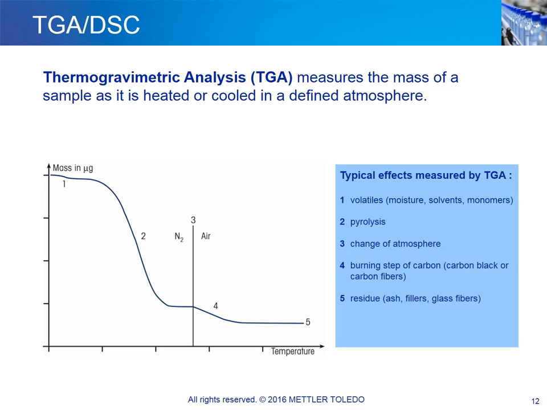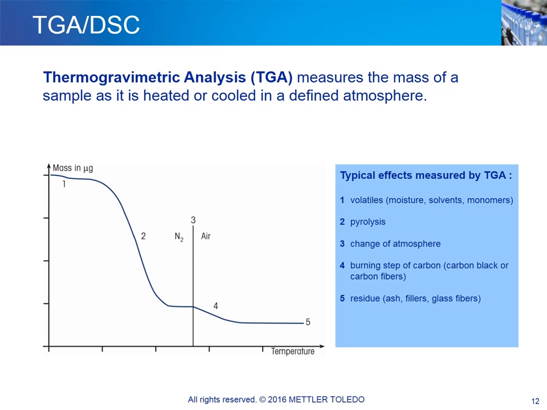The steps are numbered next to the curve and explained in the table, namely, 1. Heating begins and volatile components vaporize. 2. Pyrolysis of organic substances and polymers. 3. At 600 degrees Celsius, the atmosphere is switched from nitrogen to air to obtain oxidative conditions. 4. Carbon black or carbon fibers burn. 5. Inorganics such as glass fibers or talc filler are left behind as a residue. For different types of materials, different decomposition curves will be measured.